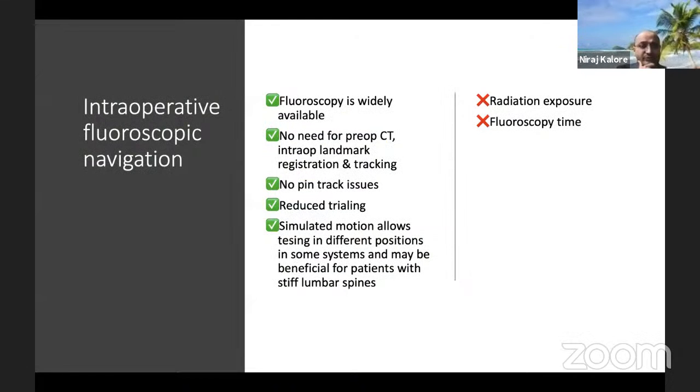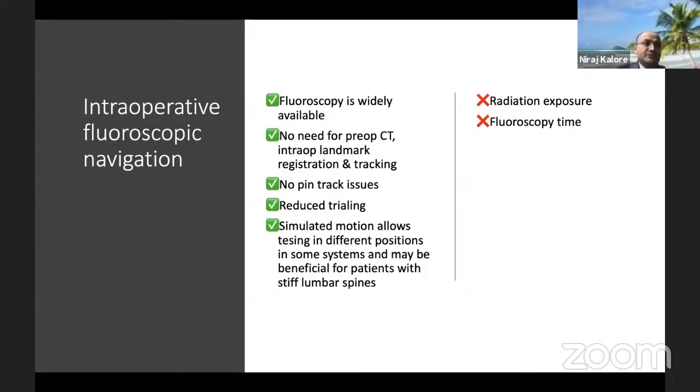The other thing is fluoroscopy is widely available. Most ORs, almost every OR here in the US has fluoroscopy, and most big ORs in most countries should have it. And there is no need for preoperative CT scan. You are not locating landmarks with a probe. You are not registering bone. You are not tracking. So all these things are not there. We're not putting pins, so the other issues are not there.